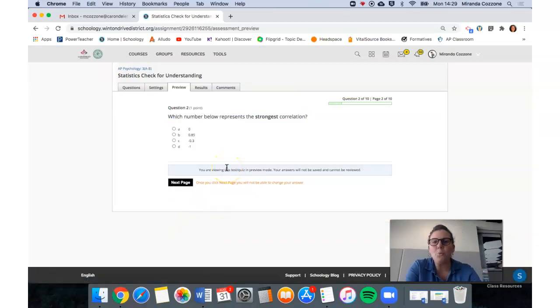All right, so which number here represents the strongest correlation? So remember that strength in correlation is how close your number is to 1 or -1. Okay, so the number here that's going to be the strongest correlation, it could be positive or it could be negative. It's the closest number to 1 or -1. So in this case, we have one that is exactly -1. That's going to be our answer.